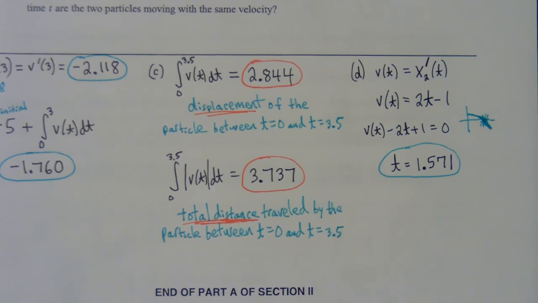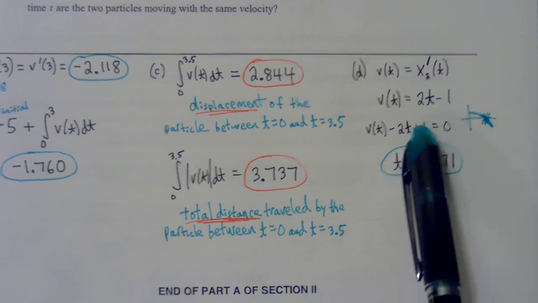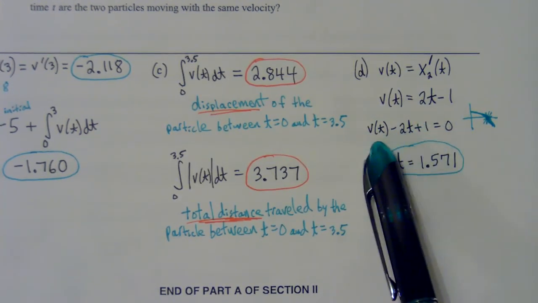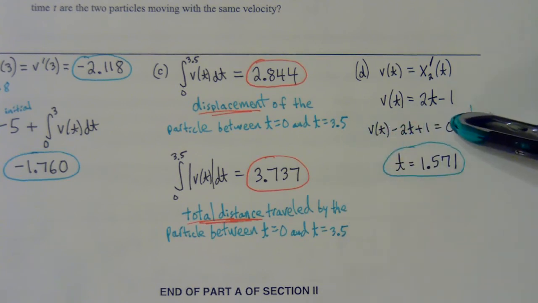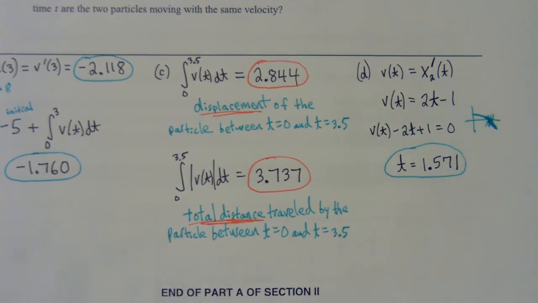Please practice it on your own because we've got to get our speed up and our comfort levels up with this one. But you graph that whole entire thing, that v minus the 2t minus 1, graph that as your y1 or your y2, whatever, set that equal to 0, and then let that calculator find those zeros for you.